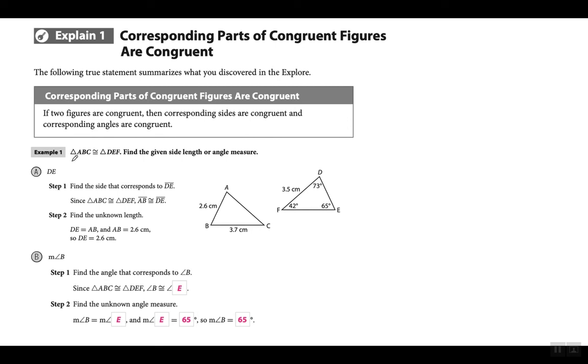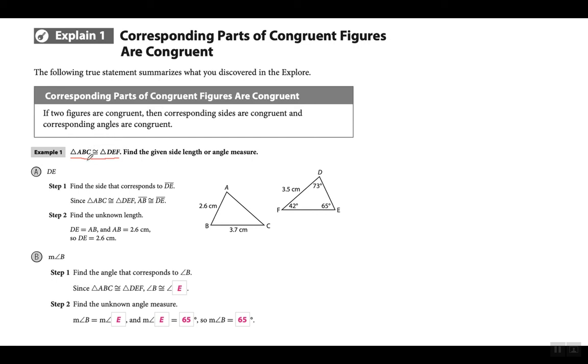What does that mean? Let me show you. Right here it says triangle ABC is congruent to triangle DEF. So what all this is saying is this: if these two triangles are congruent, that means that angle A has to equal angle D. Angle B has to equal angle E. And angle C has to equal angle F.